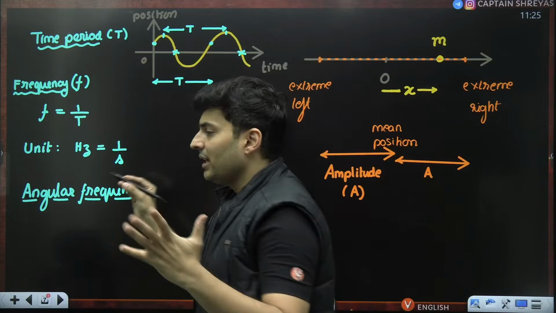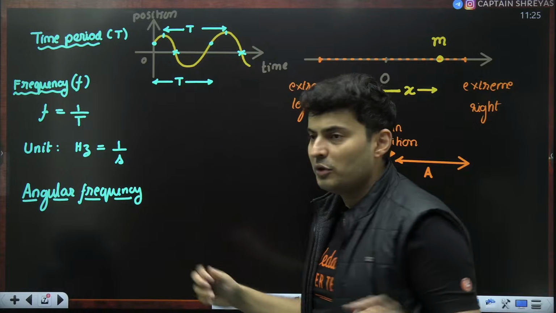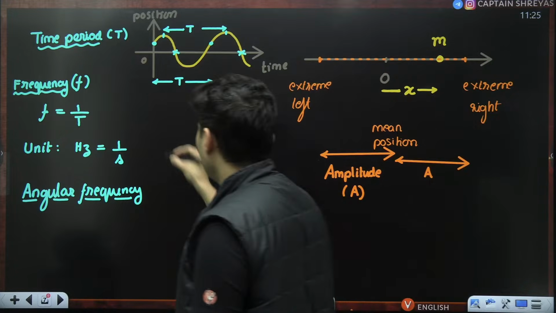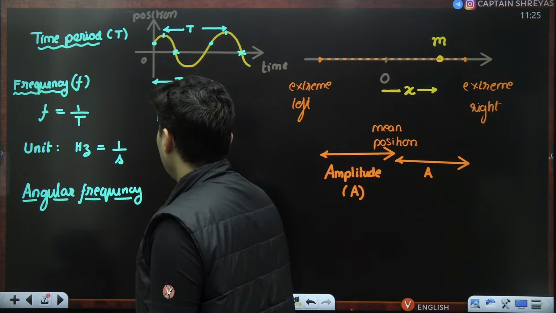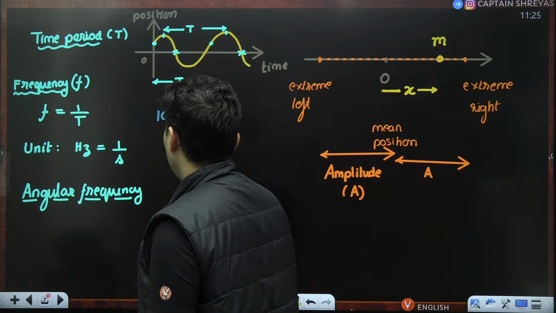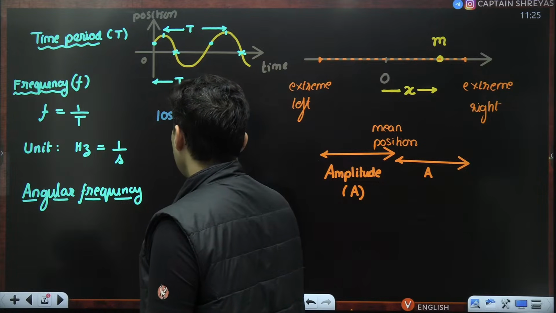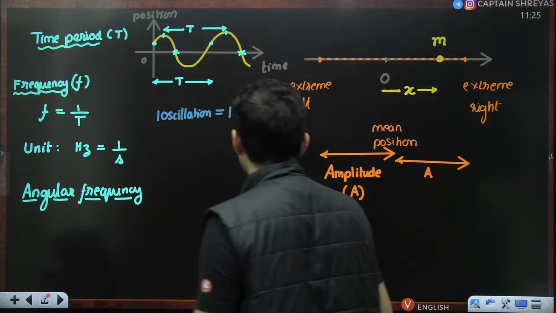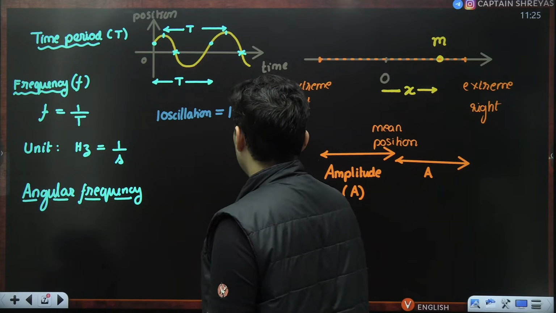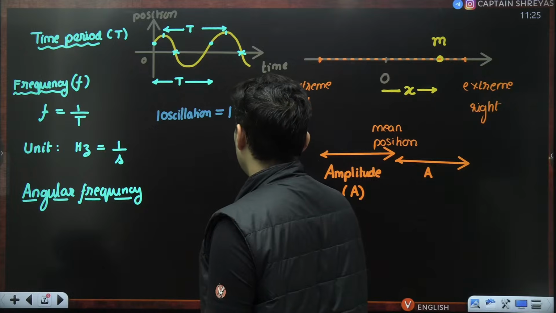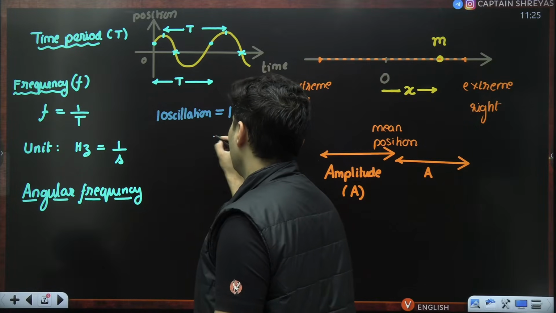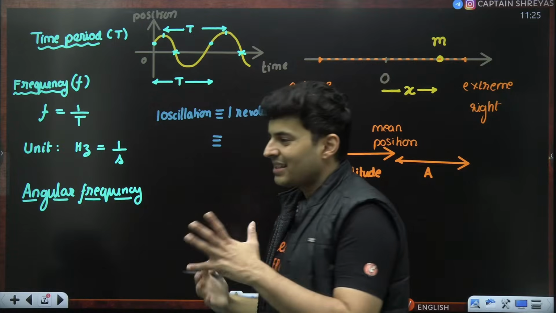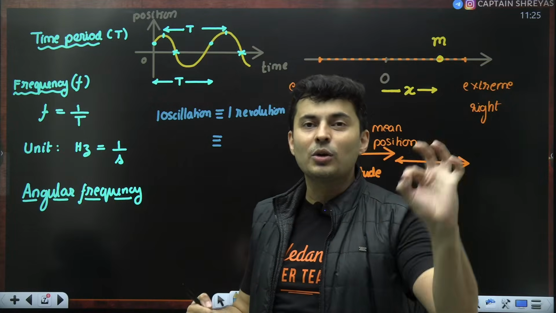So usually the world of SHM and the world of uniform circular motion are related to each other. We will see the relation in a bit, but you should know that one oscillation corresponds to one revolution. This is not equal to, this is corresponds to. That means it is not equal to.